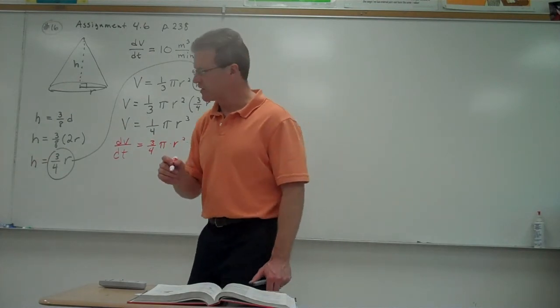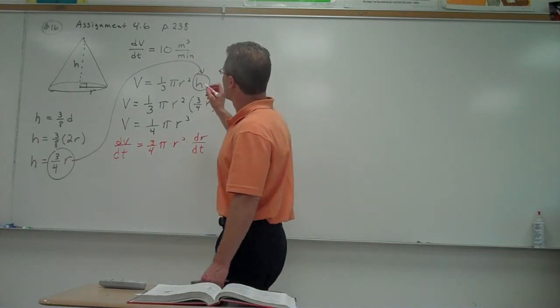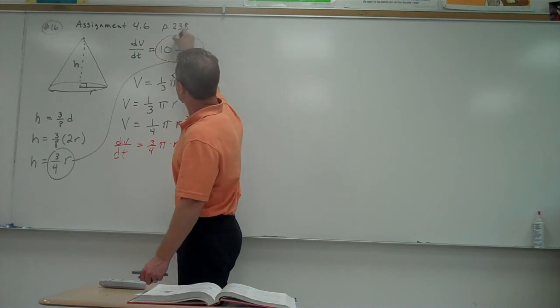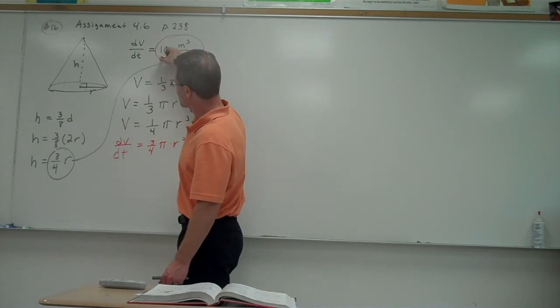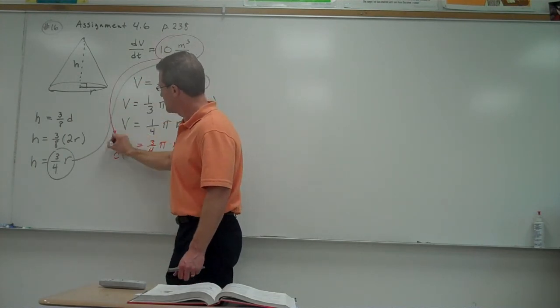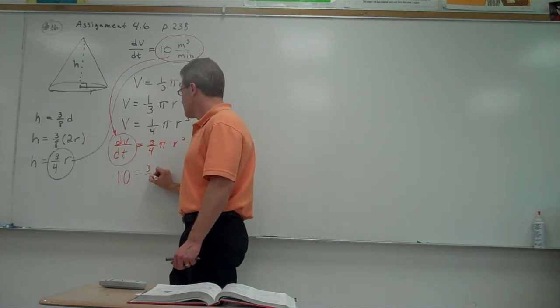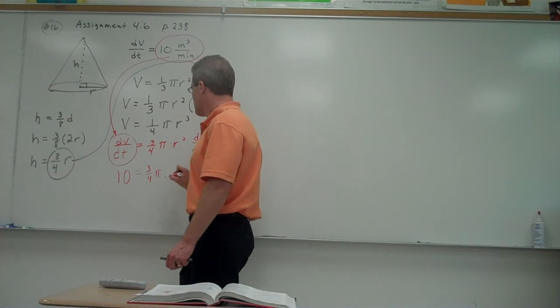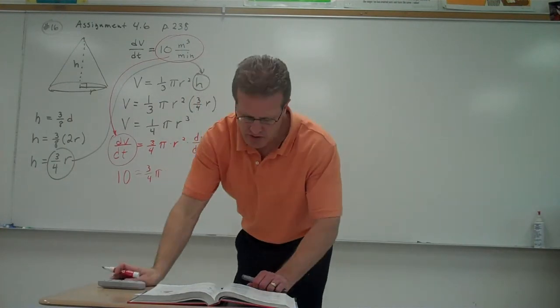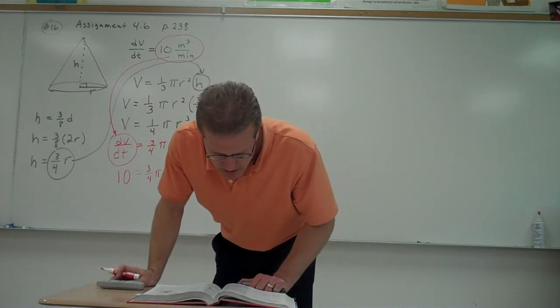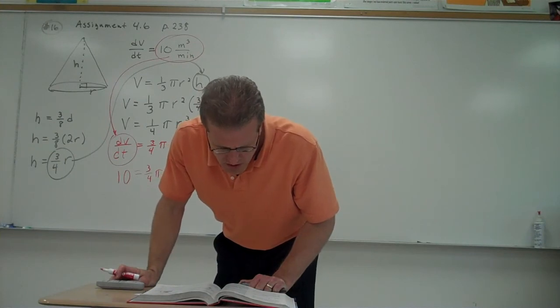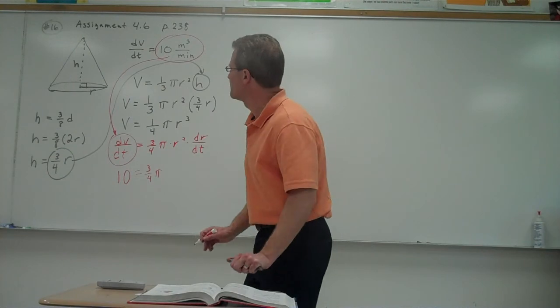Now let's go back and see what they told us. Well, they told us that dv dt was 10 cubic meters per minute. So we're going to plug that in right here. So you're going to have 10 equals 3/4 pi times. Now they also gave us another number. They told us that they want to know how fast the height and radius are changing when the pile's 4 meters high.